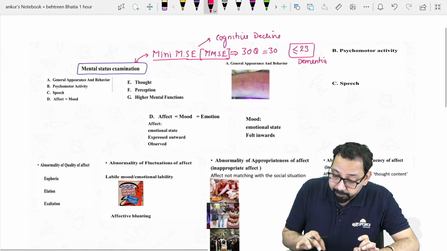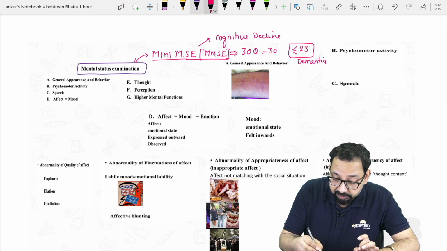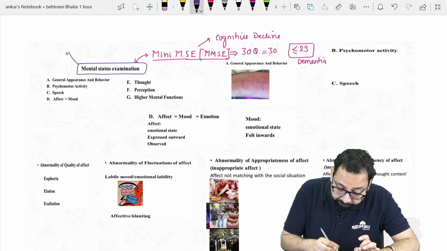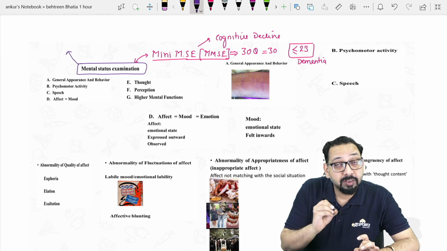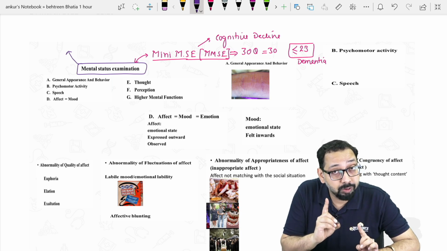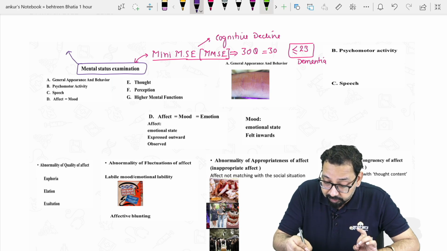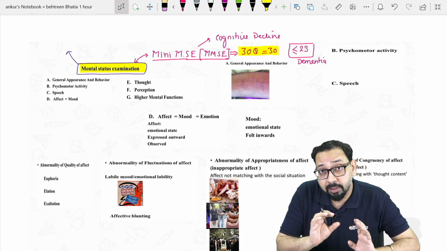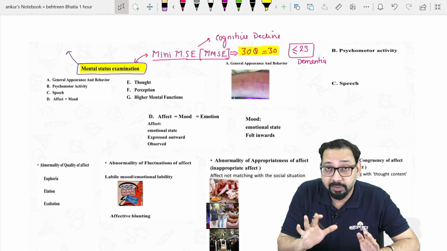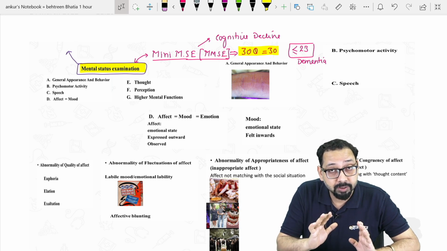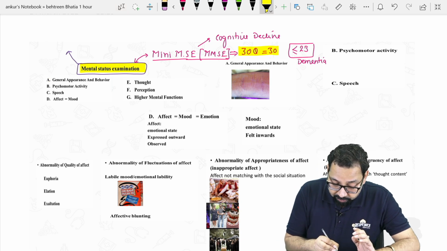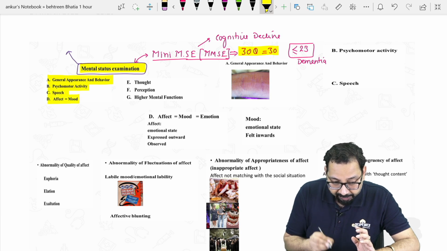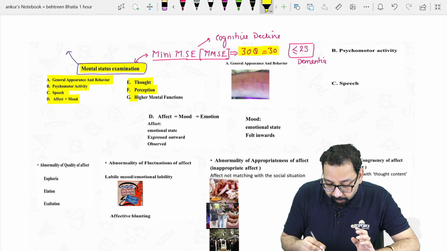So we come to our main topic, mental status examination, in which we do diagnosis of psychiatric illness. In this, there is no fixed number of questions. We usually confuse this with the 30. For different patients, the number of questions may differ. Mental status examination is done in multiple points. First is general appearance and behavior. Others are psychomotor activity, speech, affect, thought, perception, higher mental function.